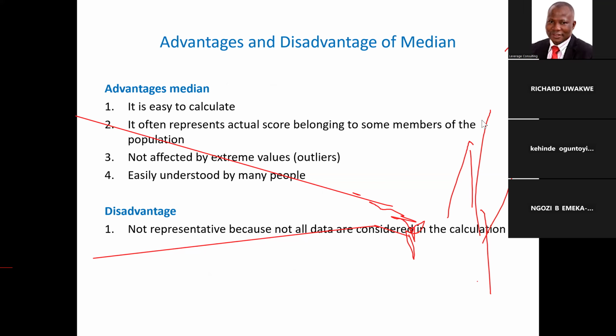Advantages and disadvantages of median. Advantages: it is easy to calculate. It often represents an actual score belonging to some member of the population, just like the mode. It is not affected by extreme values and is easily understood by many people. So actually, the advantages of mode and median look similar in many respects. Disadvantage: not representative because not all data are considered. It's the same thing with mode also.